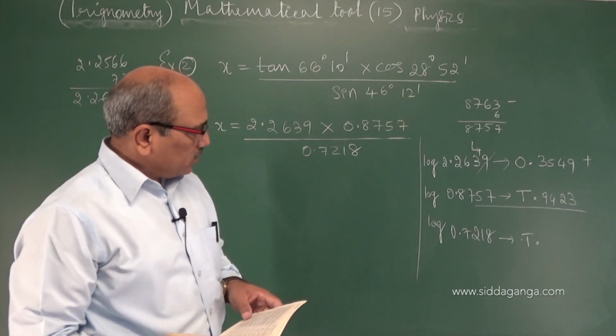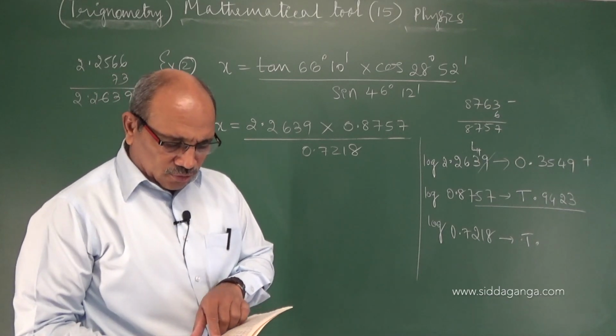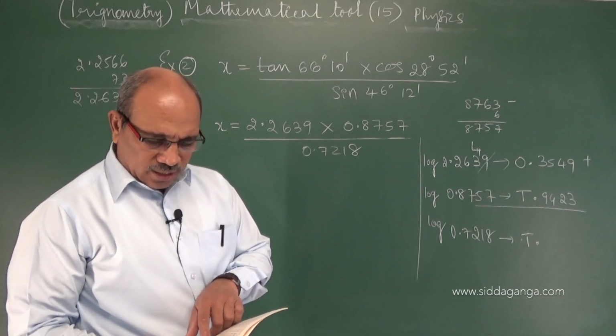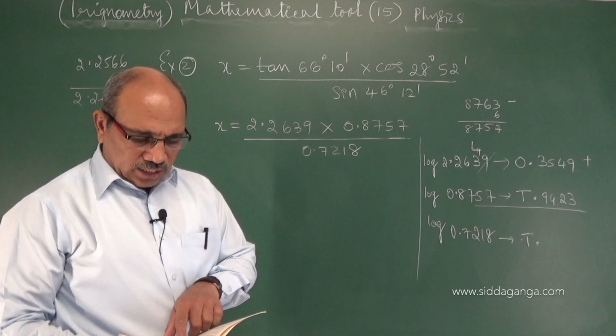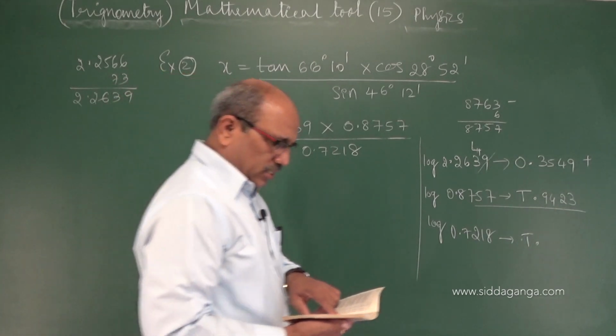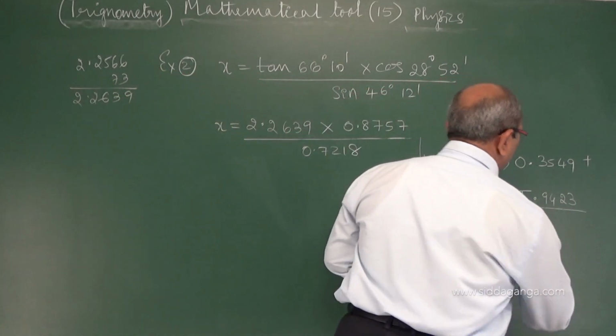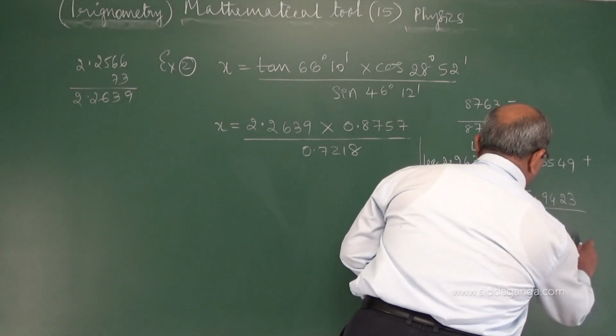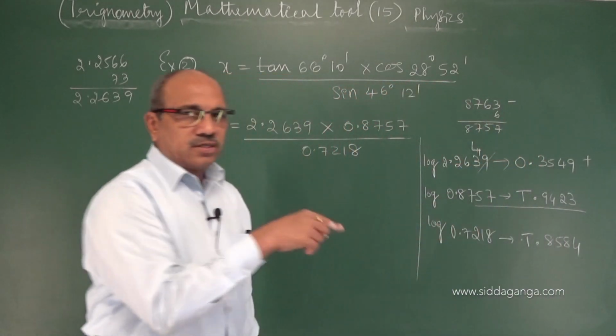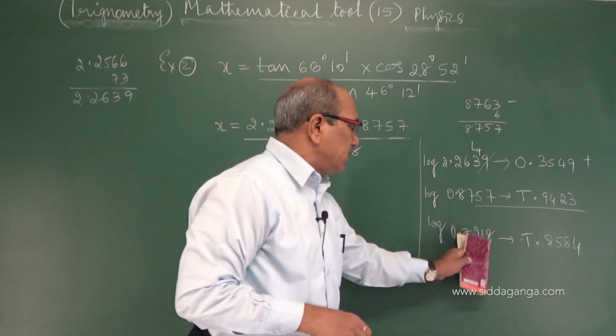Then third is 7218. 8 is 5. 8579 plus 5 is 8584. Mean difference, we added the last column here for the 8, here for 7.